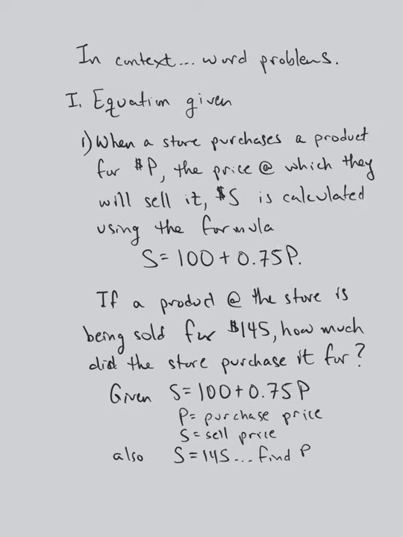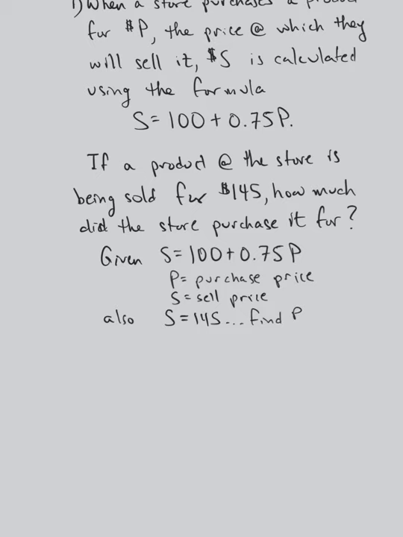I don't always like to do this, but I'm just going to move this up like that. And so the idea here is now we have everything set up, and so S is equal to 100 plus 0.75p. But what are we given? We're given that S is equal to 145. And so now we have an equation that we need to solve for P.